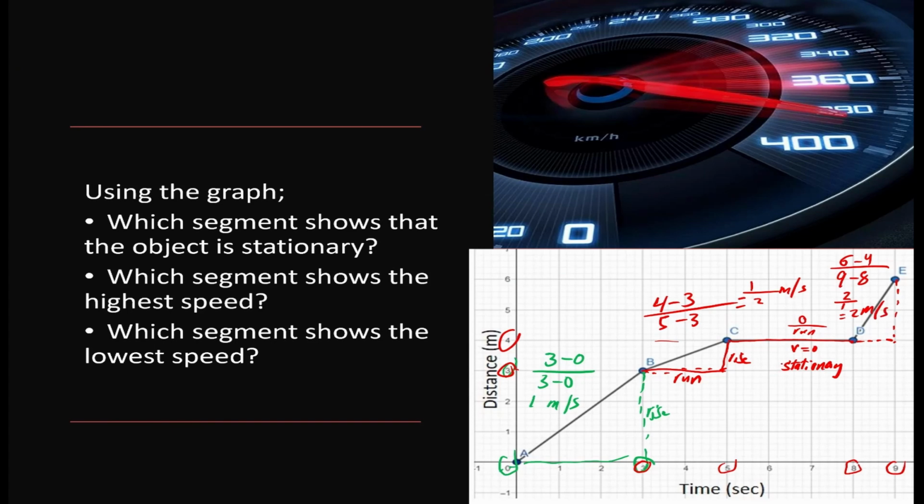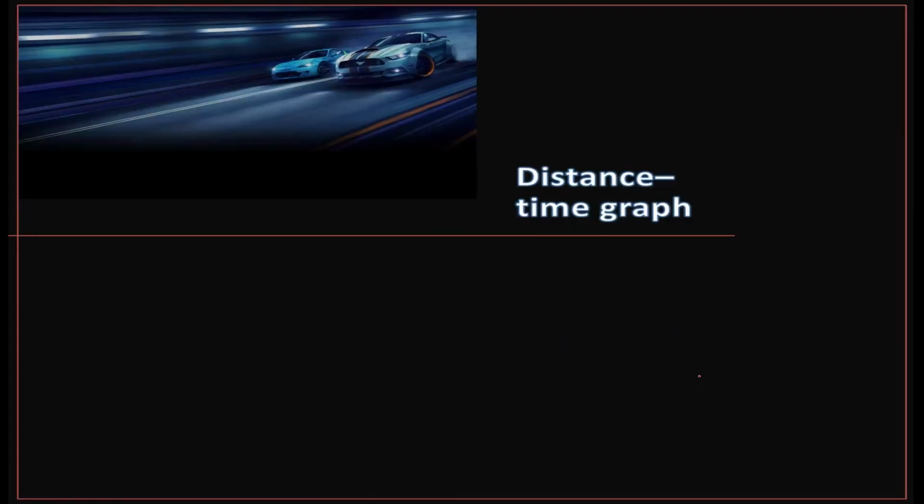In which segment is the object stationary? In CD. In which segment is the object the fastest? In DE. In which segment is the speed the lowest? In BC. Now I think it is clearer.